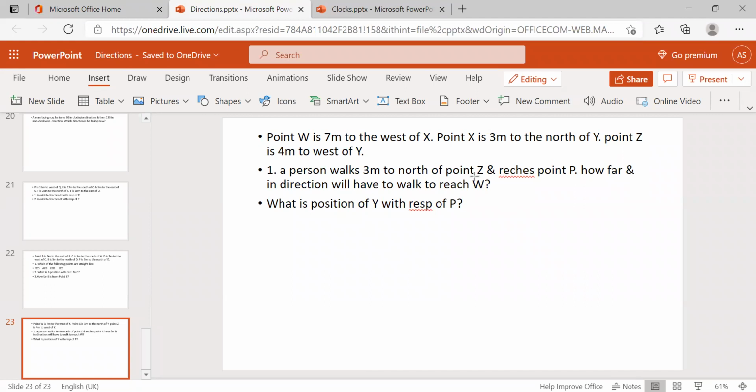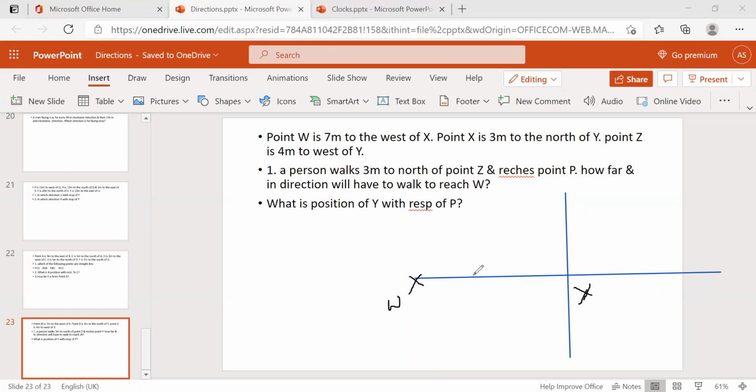First, draw the diagram clearly. For practicing, you just draw the diagram. If you are practicing many questions, then you need not draw the diagram. Now, point W is 7 meters to the west of X. Take the point X first. West of it is W.